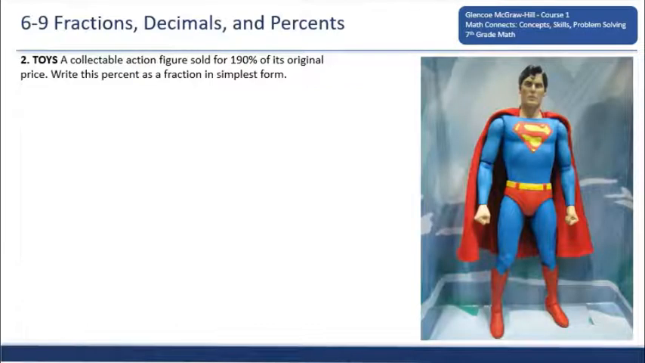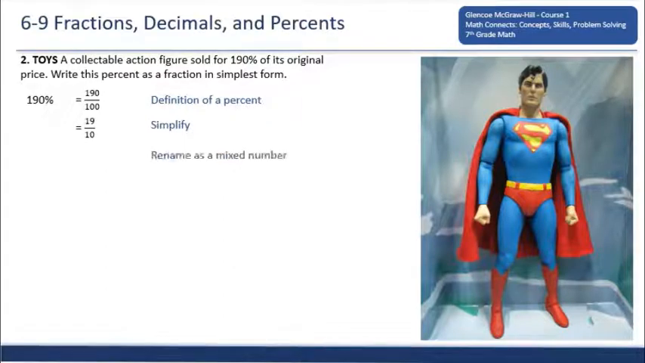Number 2, toys. A collectible action figure sold for 190% of its original price. Write this percent as a fraction in simplest form. So we have 190%, and we need to write that as a fraction. So 190 over 100. Now we simplify. Get 19 over 10 because we divided the numerator and denominator by 10.